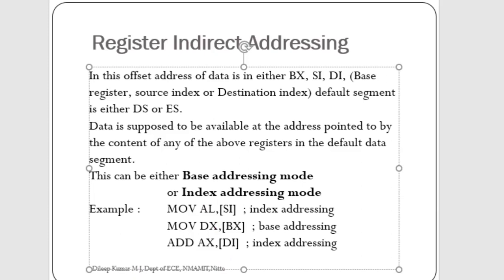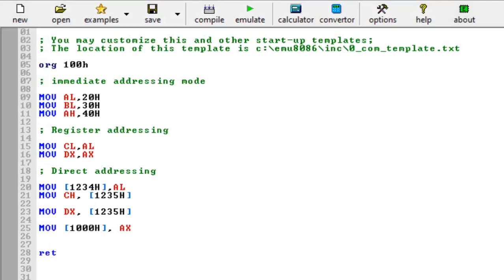Now let's see an example in the programming. So we'll go back to the programming and let's have an example for indirect addressing mode. So what we do is MOV AL, [SI]. What is there in SI? We have to specify. Otherwise, we will not know what is there in SI and what value is taken from that. So MOV SI.